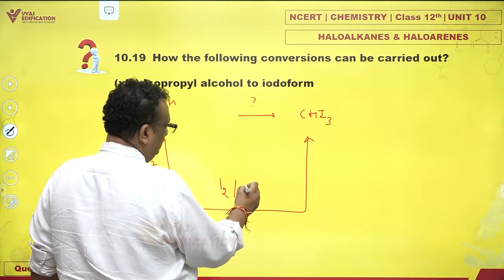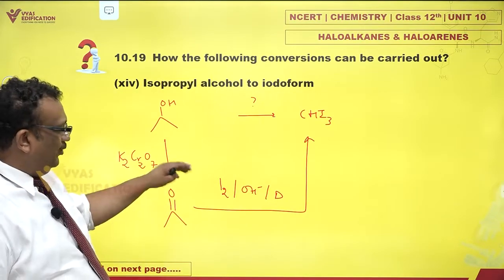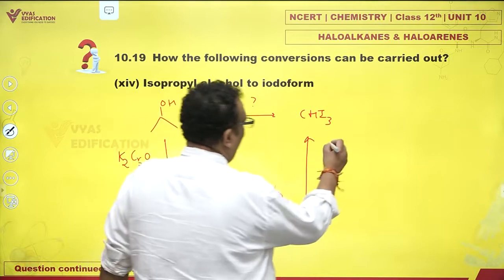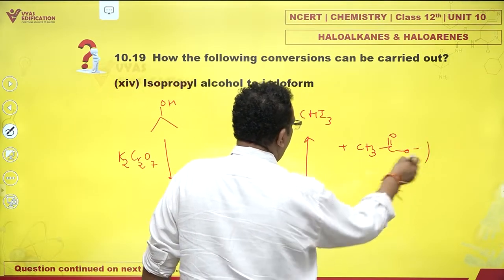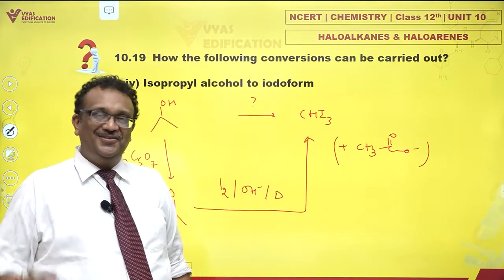iodine, base, heat. Heated with iodine and a little base, you get iodoform very beautifully along with CH3COO minus, which we throw away. We get as much iodoform as we wish. That's how.